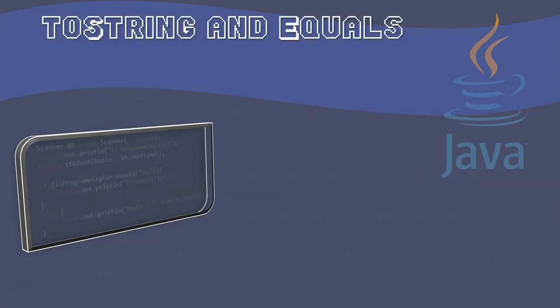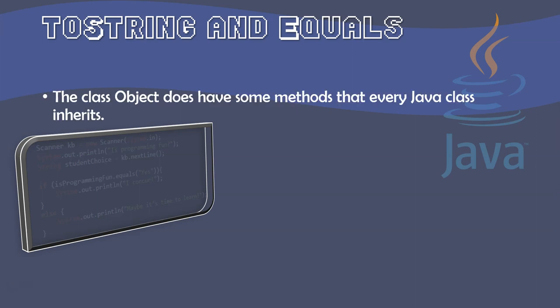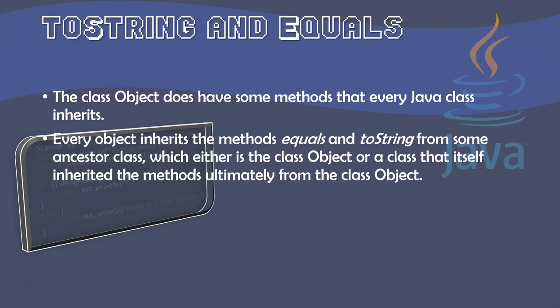Now, we need to, of course, quickly talk about the toString and the equals methods, because if you recall, one of the things we said is almost every class is typically going to have a toString and an equals method in Java. And why is that? We've talked about this before, but we never really talked about the reason why we use toString and equals. Well, it's because the class object has some methods that every Java class inherits. And two of those methods, of course, are toString and equals.